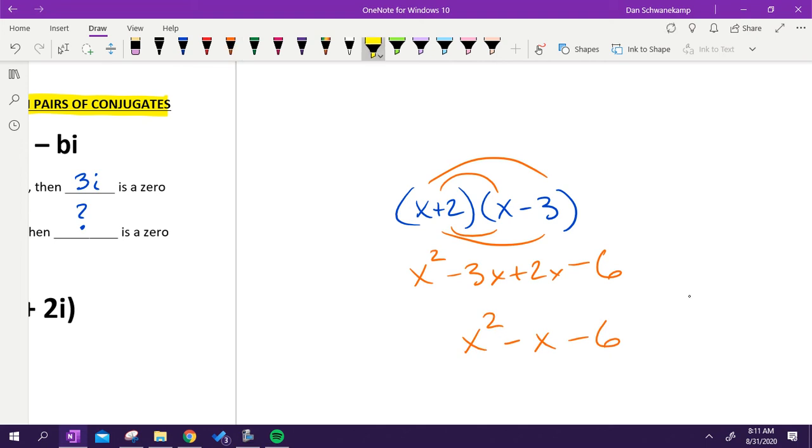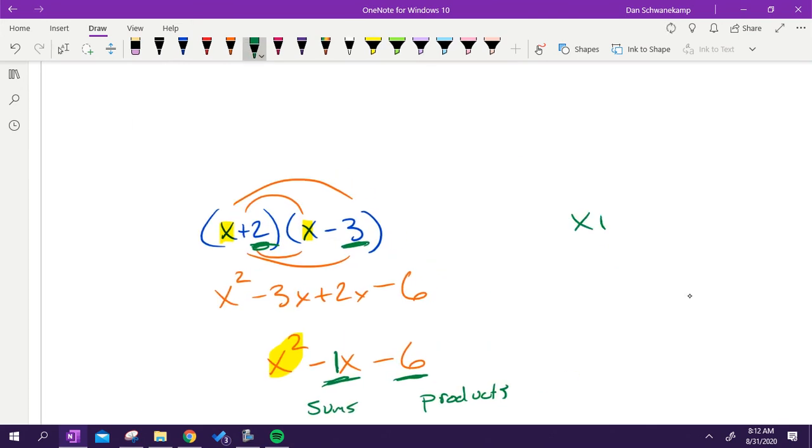To do that, there is a really simple way of FOILing. The x and the x is obviously going to get you x squared. Then we do sums. We add them up. If you take 2 plus negative 3, what are you going to get? Negative 1x. And if you just multiply the two numbers, 2 and negative 3, that gets you negative 6. This method is called sums and products. It's really easy to FOIL that way.